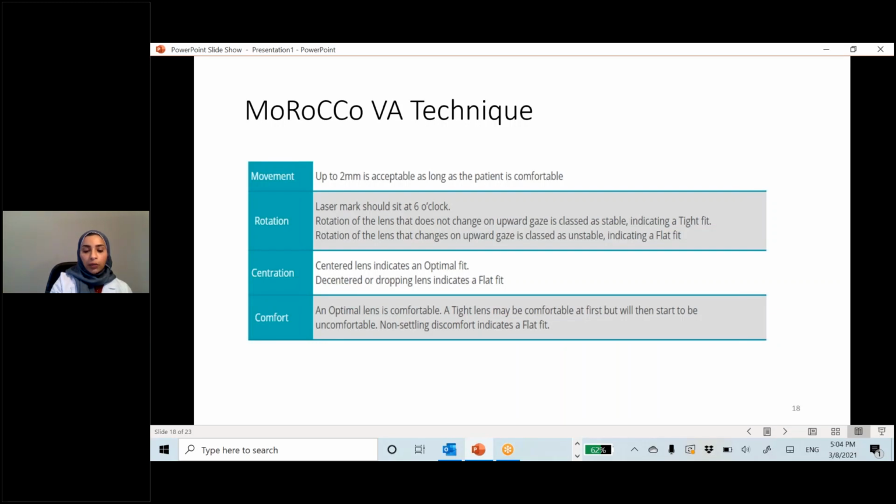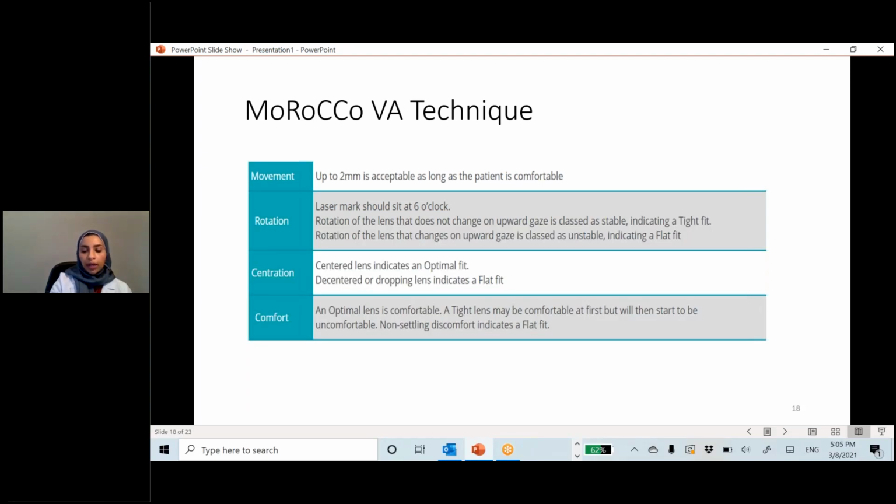So what is this MOROCCO VA technique? MOROCCO VA is the acronym that stands for movement, rotation, centration, comfort, and visual acuity, and all of them taken together create this dynamic assessment. So let's break this down to each of the steps.